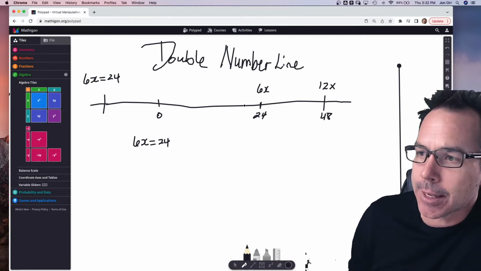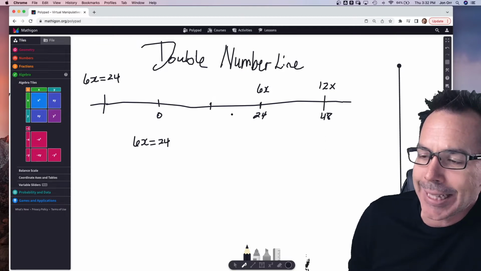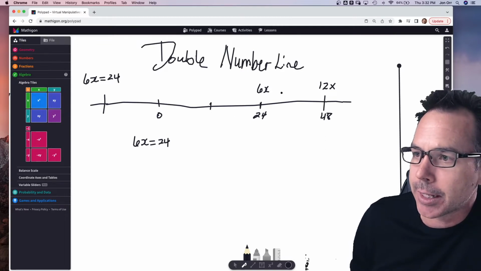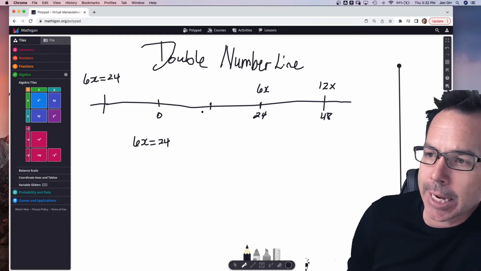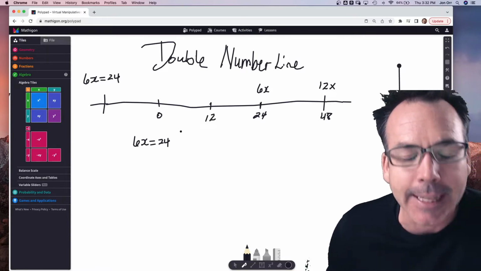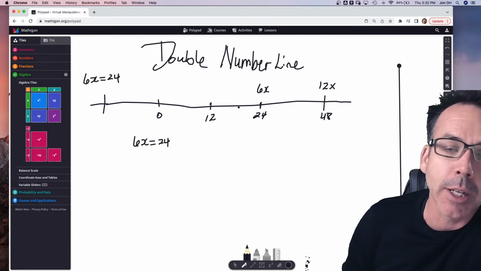Or I could say, you know what, let me half this. Now, if I half this, does this help me out? So for example, what is half of that? So I place half on the double number line here. Now I should probably have changed some of my scale here. But half of 24 is 12 on my number line. And that makes sense. That's some sense making and building that is going to hit home with a lot of your students.